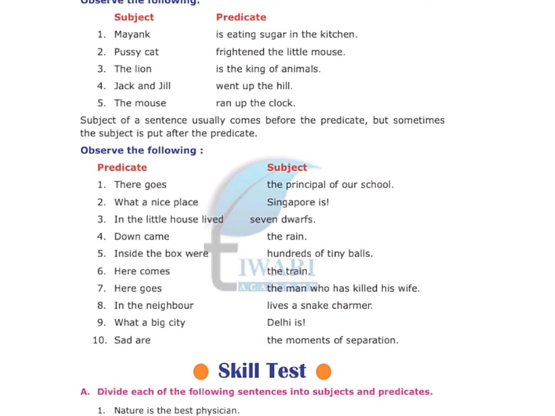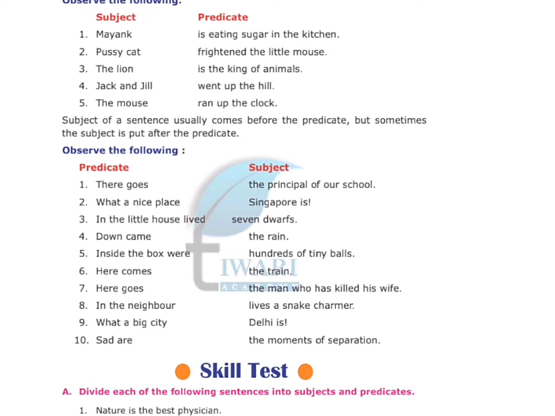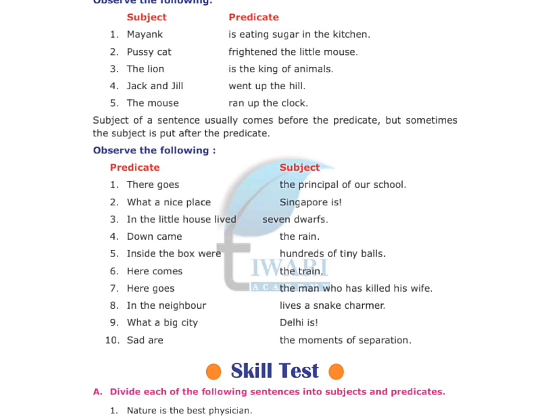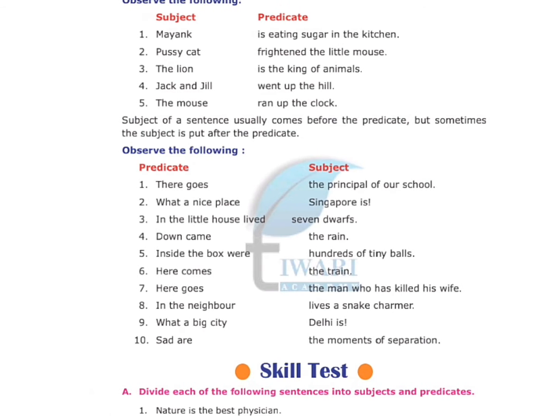Okay, and the train, the man who has killed his wife, leaves a snake charmer. Okay, these are the movements of separation. So here in the first one the predicate is given, and in this next one the subject is given. Okay, now look at this one, skill test. Divide each of the following sentences into subject and predicate. So you have to just divide it, what is the subject and what is the predicate.